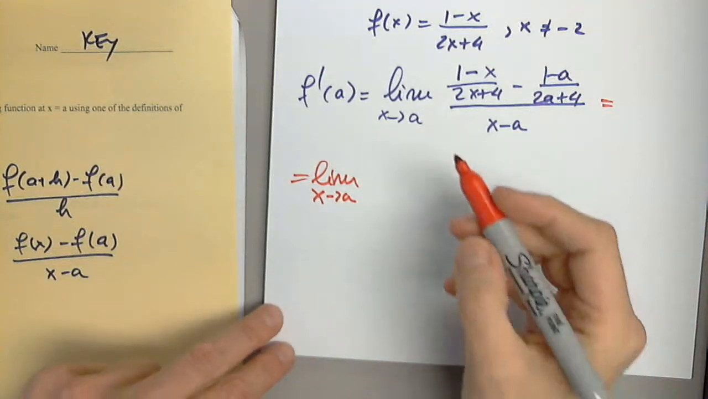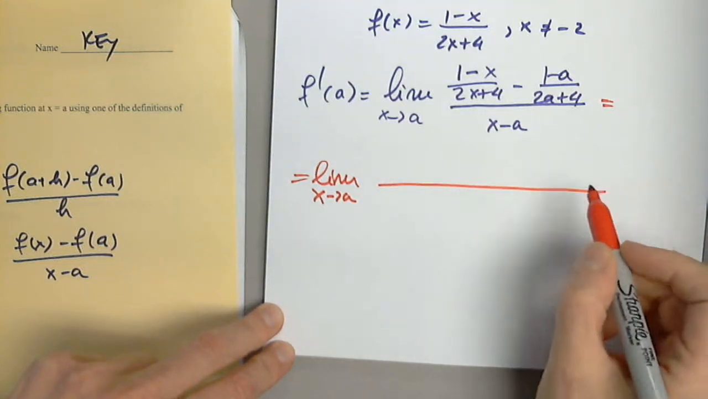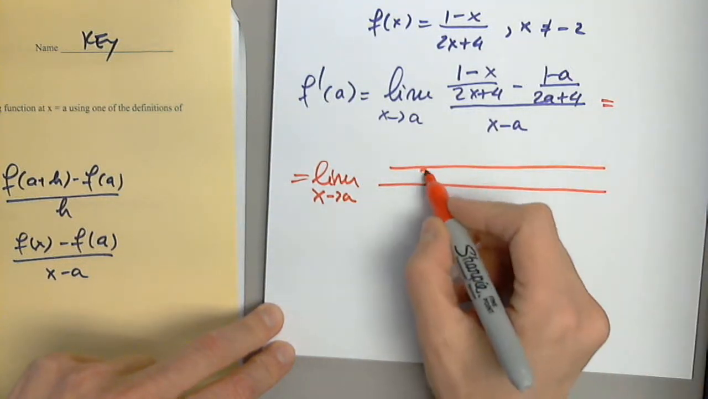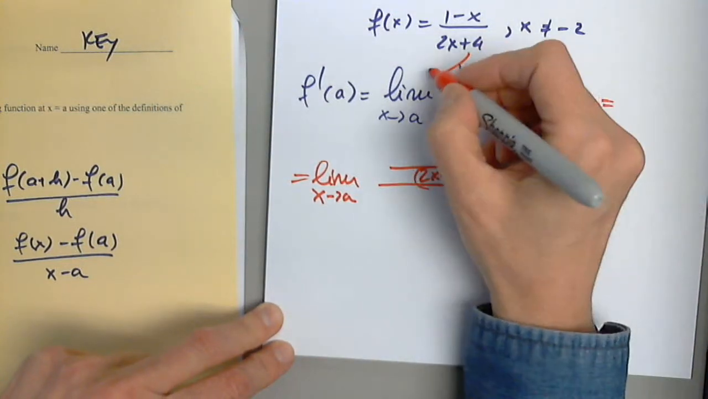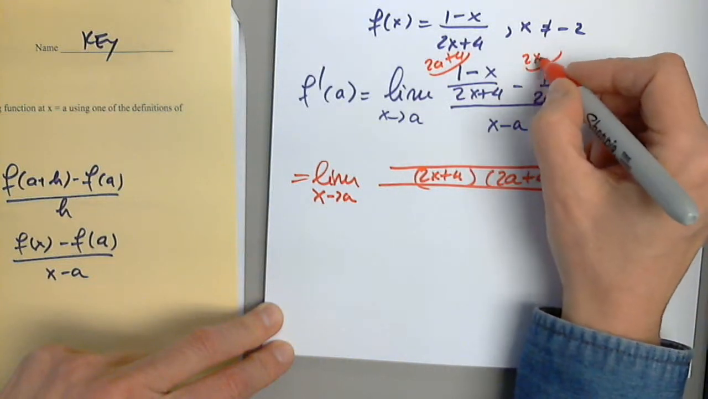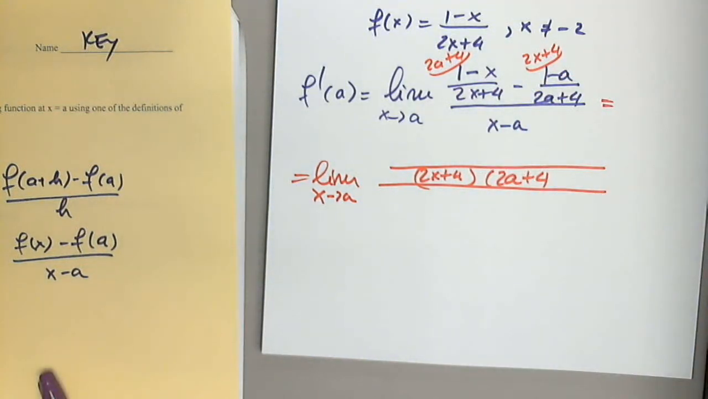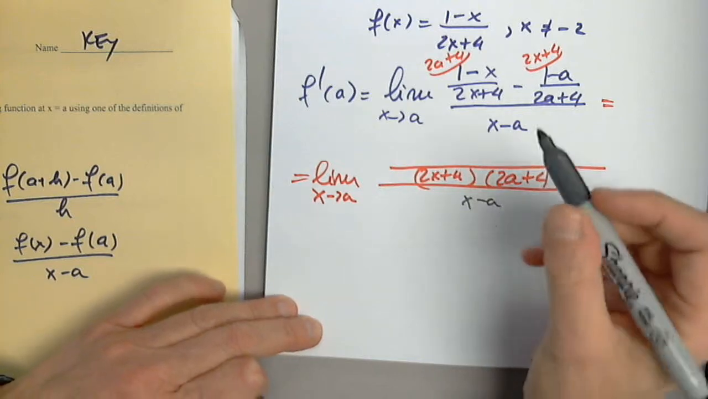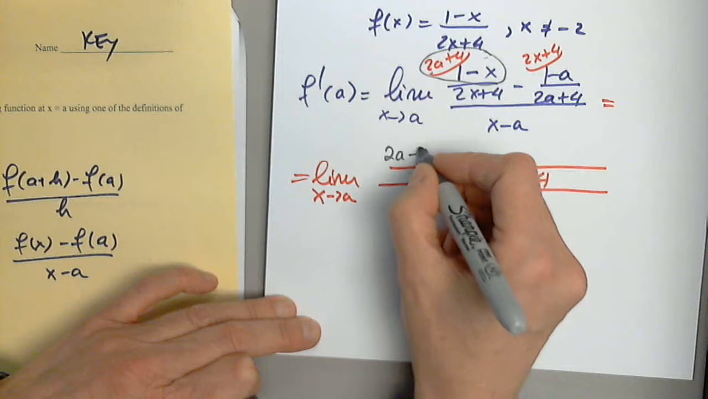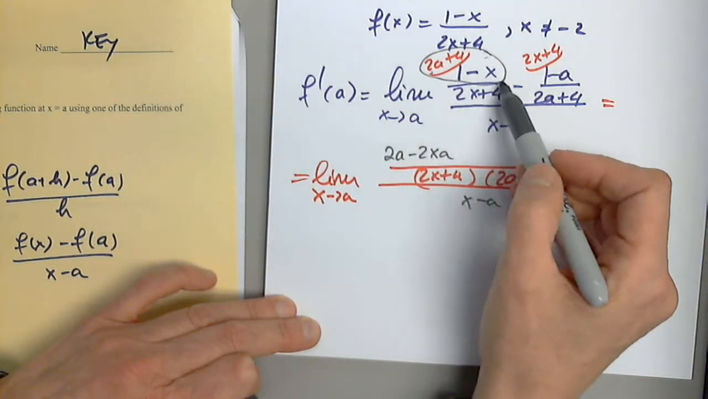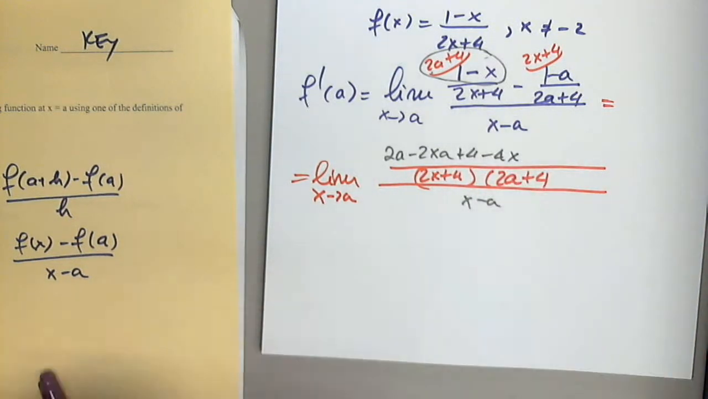Okay? So the least common denominator is the product of these two, 2x plus 4 and 2a plus 4. Of course, this one needs a 2a plus 4, and this one needs a 2x plus 4. At that part, I think we got almost everyone on track. Okay, now the next step is to distribute here. 2a to both terms: 2a minus 2xa. 4 to both terms: plus 4 minus 4x. So far, so good?